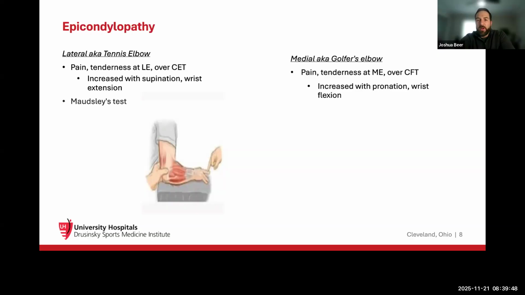For golfer's elbow, it's kind of the opposite. You're going to have focal tenderness at the medial epicondyle and the common flexor tendon, which is going to get worse with increased wrist pronation and flexion.